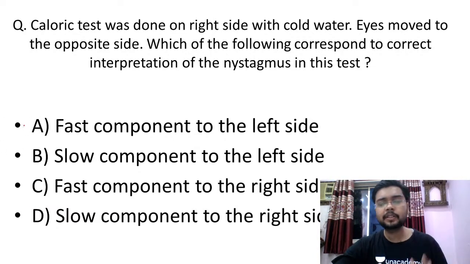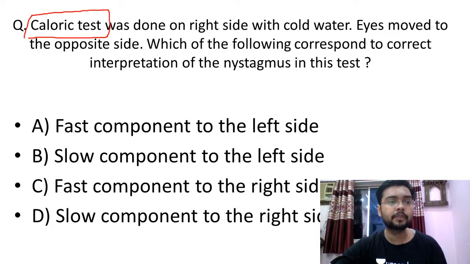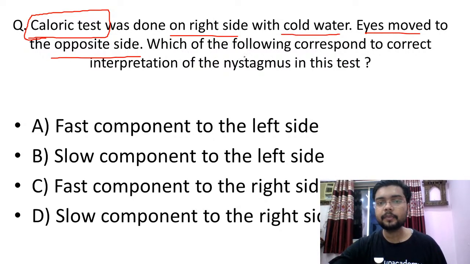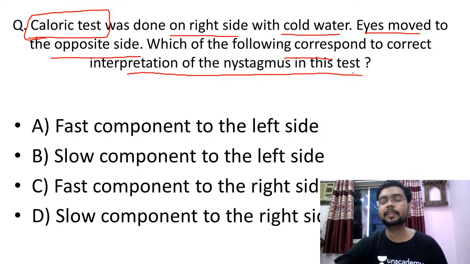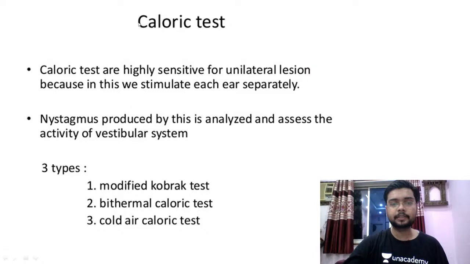Now this is a very straightforward question based upon the caloric test, but many of you have fear about this. So the caloric test was done on the right side with cold water. Eyes moved to the opposite side. Which of the following statements is the correct interpretation of the nystagmus in this test? Now the question is pretty simple. Don't get worried by the term caloric test, right?